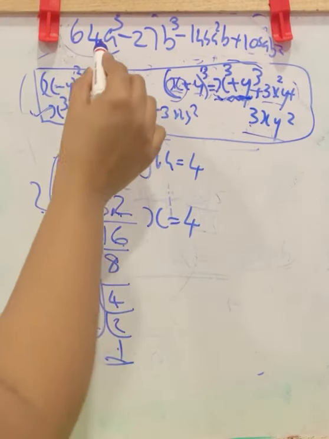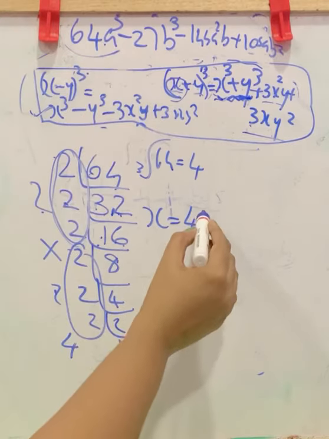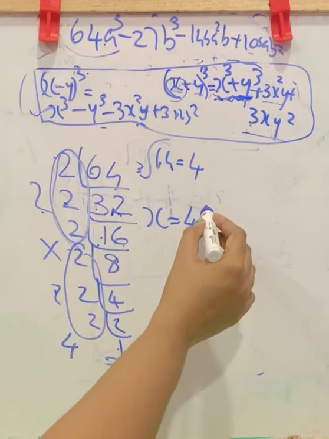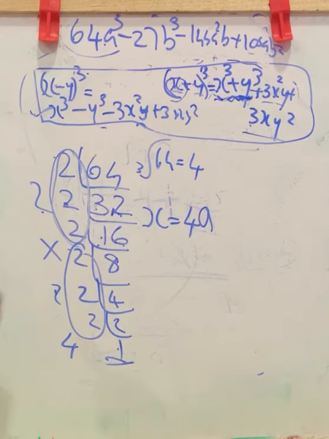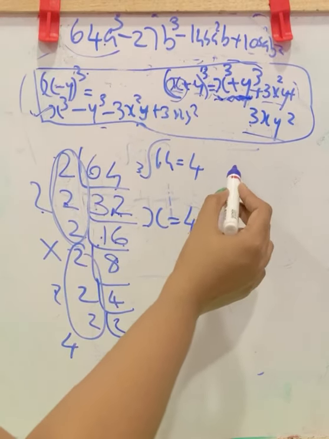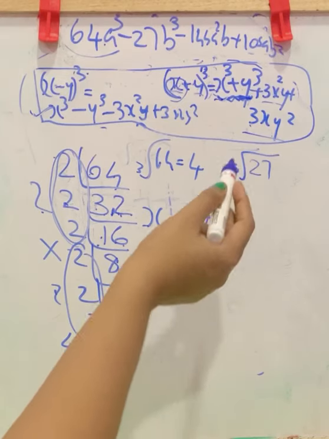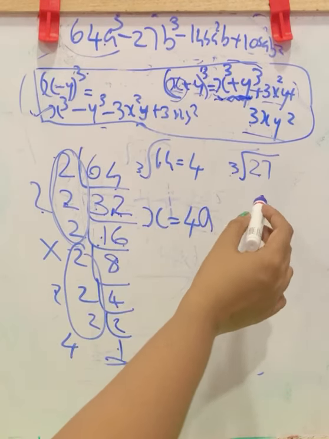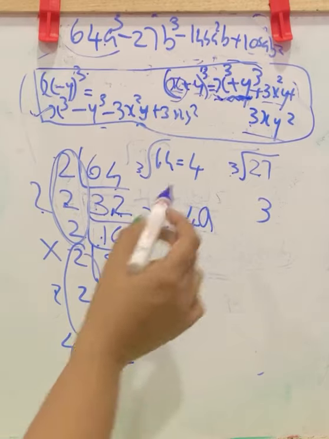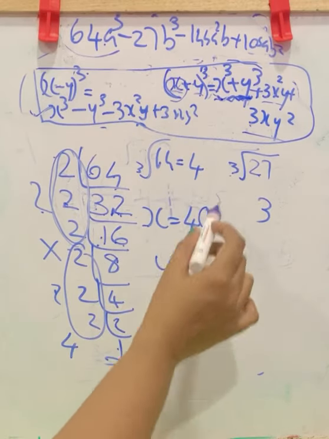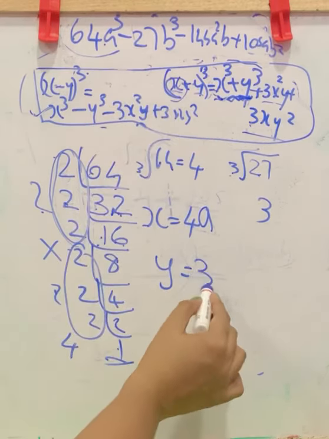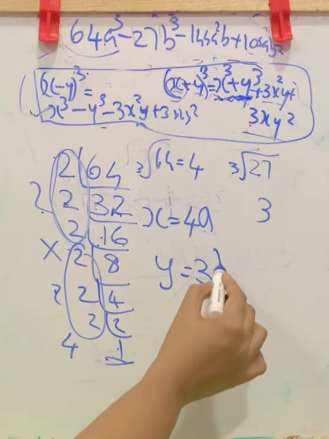Now not 4. Here there is a cube also. So cube root of a cube is a. X is 4a. Now next is y. For y you want to take the cube root of 27. That we already found, cube root of 27 is 3. So here y is equal to cube root of 27 is 3 and cube root of b cube is b.